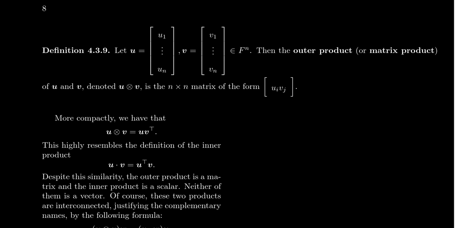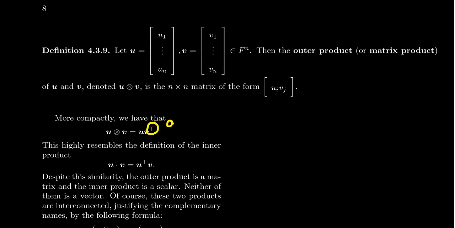Now, the outer product, we could actually define it using matrix multiplication. U tensor V will actually look like U V transpose. Now, I want you to compare this formula with the formula for the inner product. So U dot V was U transpose V. U tensor V is equal to U V transpose. The location of the transpose is moved. With the outer product, you'll see that the transpose is on the outside of the product here. On the other hand, for the inner product, it's on the inside. And you can take that as motivation for why we call this the inner product and outer product. We're talking about the location of the transpose. Is it on the inside or is it on the outside?